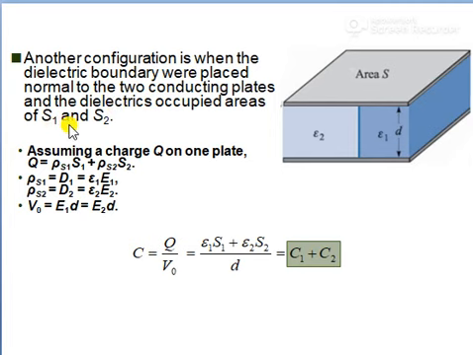Now assuming the charge on one plate, Q is equal to rho S1 S1 plus rho S2 S2. Therefore rho S1 is equal to D1, which is epsilon 1 E1, and rho S2 is equal to D2, which is epsilon 2 into E2, and V0 is equal to E1 D is equal to E2 D. Finally we get the capacitance Q by V0 is equal to epsilon 1 S1 plus epsilon 2 S2 divided by D, that is C1 plus C2. This is another configuration for the parallel plate capacitor.